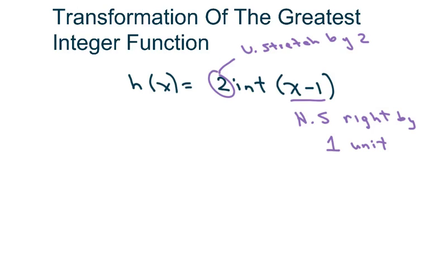Alright, so the first thing I'm going to do is graph the greatest integer function. I'm going to let this be going by 1, 2, 3, negative 1, negative 2, negative 3. I'm going to do the same thing on the y: 1, 2, 3, negative 1, negative 2, negative 3. So the first thing I'm going to do is just graph the parent function.